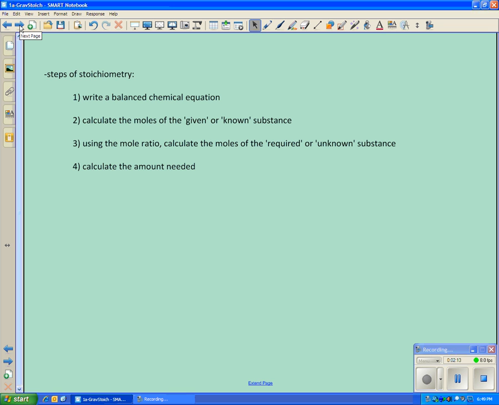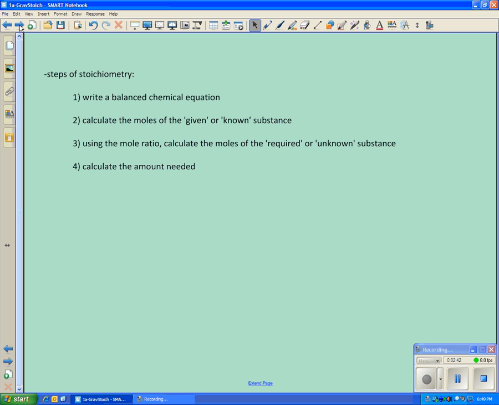All throughout these stoichiometry calculations, there's really just 4 steps that you're going to be following in a certain sequence. First is to write a balanced chemical equation. The second is to calculate the moles of the given or known substance. So one of your compounds is going to give you a mass, a concentration and a volume, or maybe the volume of a gas. That is your given or known. That's the starting point of your calculation.